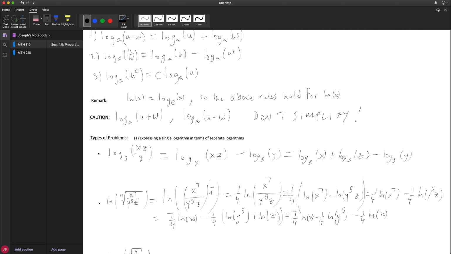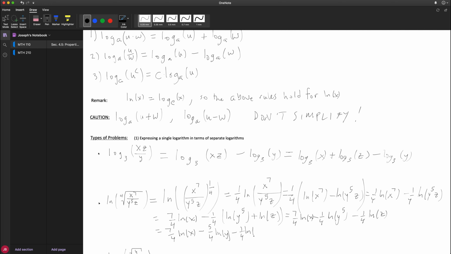And now we finally see that we can bring this 5 down and multiply the 1/4. So I think our final answer is going to be 7/4 ln x minus 5/4 ln y minus 1/4 ln z.